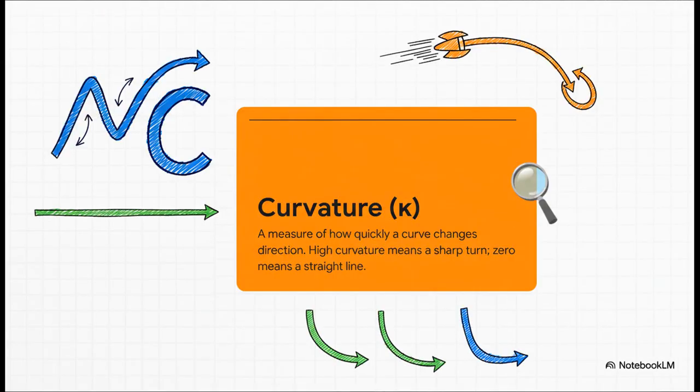The answer is a concept called curvature, and we use the Greek letter kappa (κ) for it. Just think of it as a number that tells you how tightly the path is turning. A gentle curve? Low curvature. That insane hairpin turn? Very, very high curvature. And a perfectly straight line that doesn't bend at all? You guessed it, its curvature is 0. It's our go-to mathematical tool for measuring bendiness.